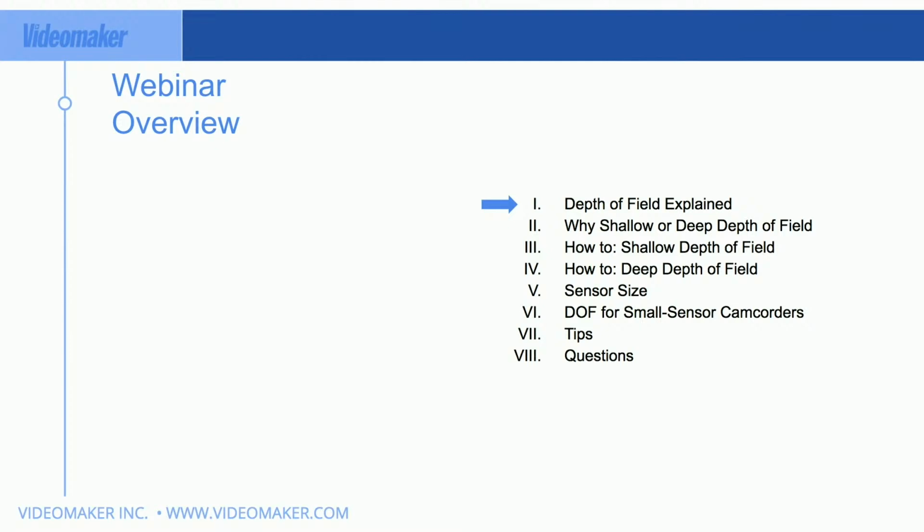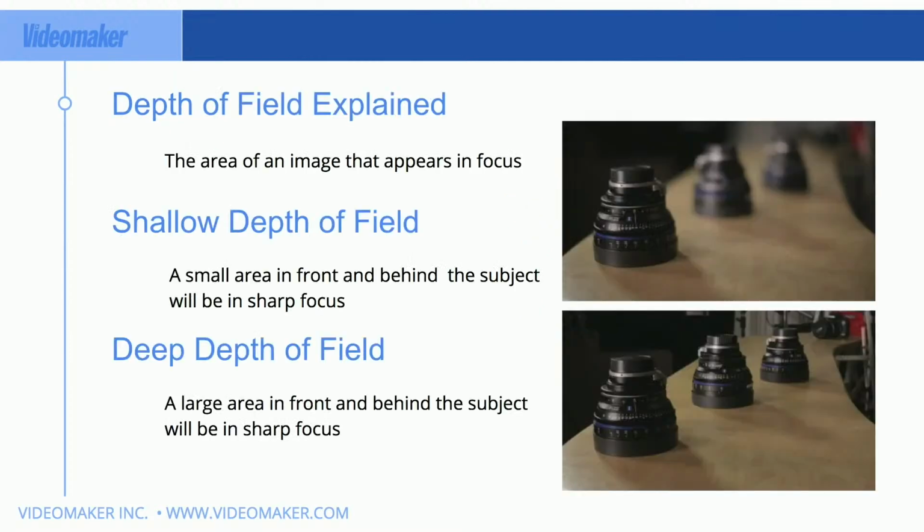Okay, so let's jump into depth of field explained. Depth of field is the area of an image that appears in focus. If you look at that top image there of the lenses, obviously that first lens is what's in focus. So the depth of field is how much area is in focus. You can see the lenses behind it are out of focus. Shallow depth of field is a small area in front and behind the subject that will be in sharp focus. Deep depth of field is a large area in front and behind the subject that will be in sharp focus.